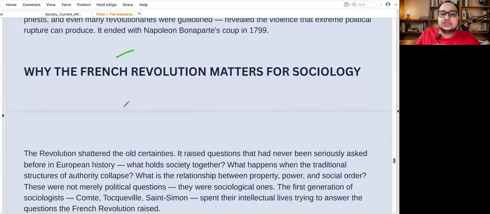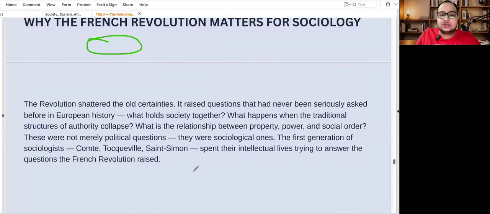Now, this French Revolution was a spark point for sociology. The entire society, the entire social structure was changed. The traditional authority collapsed. The relationship between poverty, property, power, and social order changed entirely. The first generation of sociologists, it was Comte, it was Tocqueville, it was Saint-Simon, they spent their intellectual lives trying to answer the question the French Revolution raised. What will happen to the society, the vacuum that was created? This was the spark point from which sociology as a subject emerged.